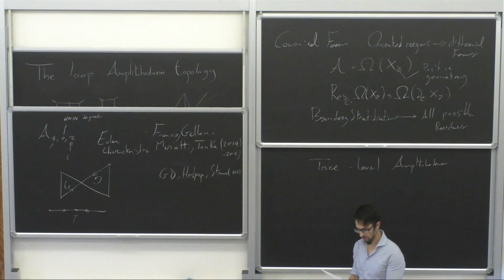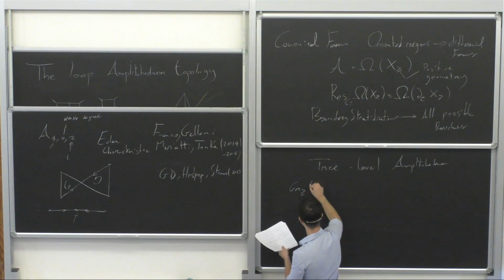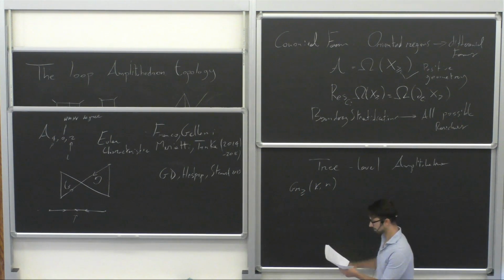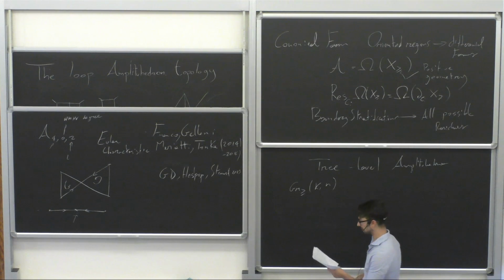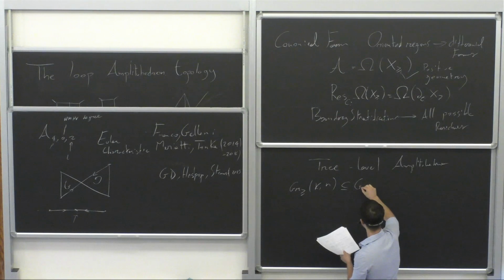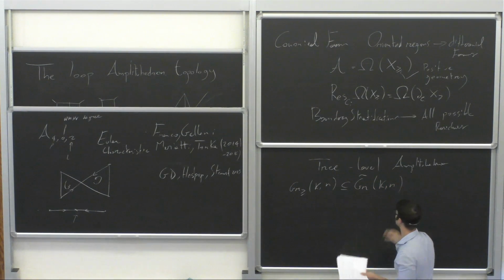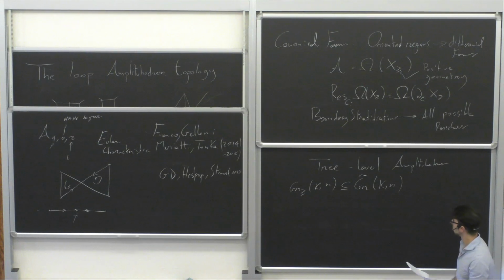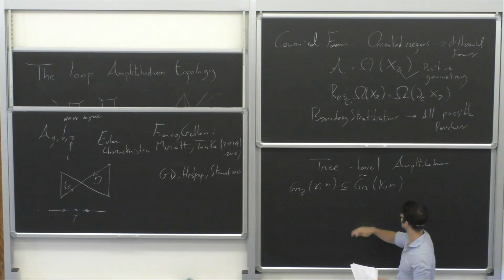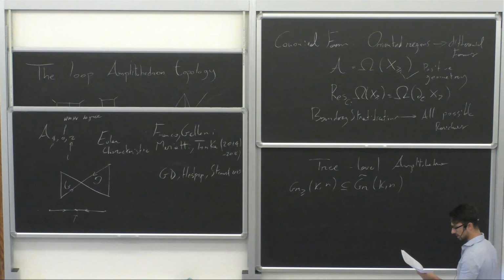So the starting point was the positive Grassmannian, Gr_{K,N}, which is a space of K-planes in n dimensions, and it is a subspace of the oriented Grassmannian, which is the space of oriented planes in K. Sorry, this is the space of positively oriented K-planes in n dimensions, and this is the space of oriented K-planes in n dimensions.